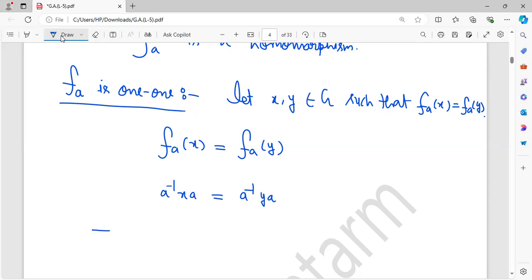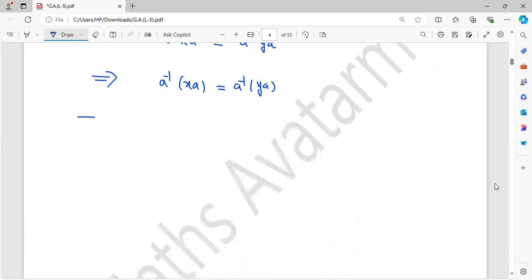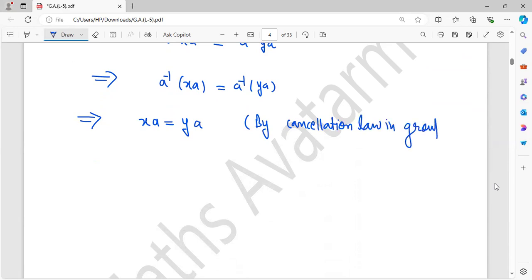So we can write this as A inverse X A inverse Y A. Now apply the cancellation property. By the cancellation property in a group, this implies X is equal to Y A, by the cancellation law in group G. Cancellation law always holds in a group. Again, this is by the left cancellation law in group G.